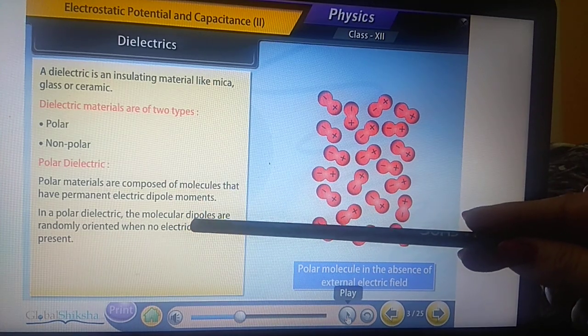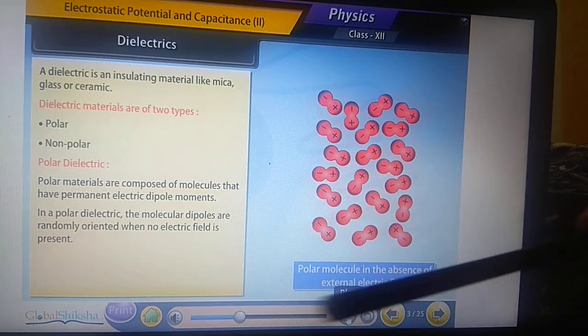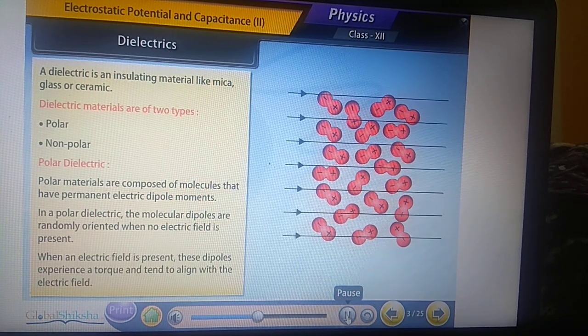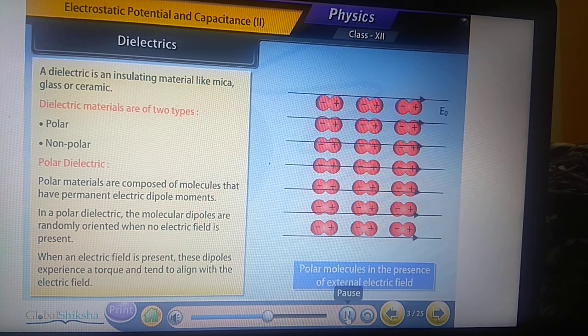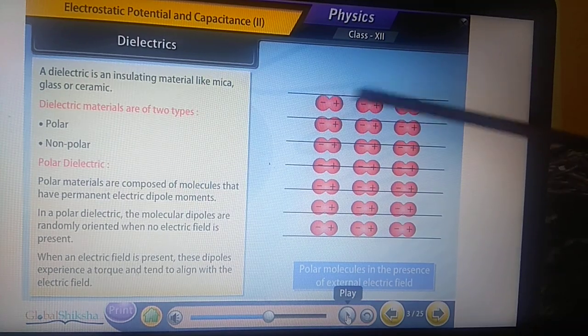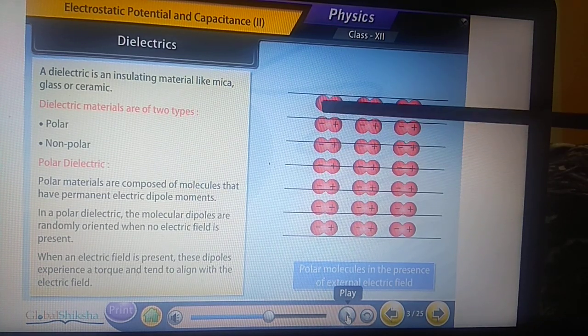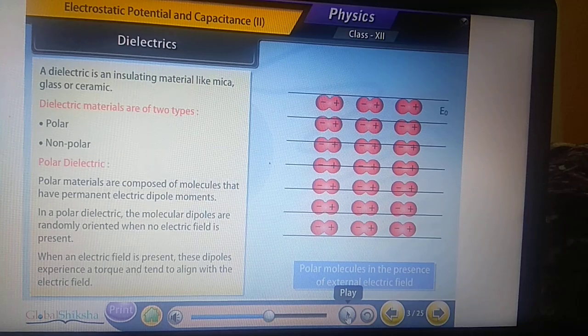In a polar dielectric, the molecular dipoles are randomly oriented when no electric field is present. When an electric field is present, these dipoles experience a torque and tend to align with the electric field. Whenever we apply the external electric field, these irregular dipoles experience a torque, and once they experience a torque, they will align themselves in the direction of the electric field.